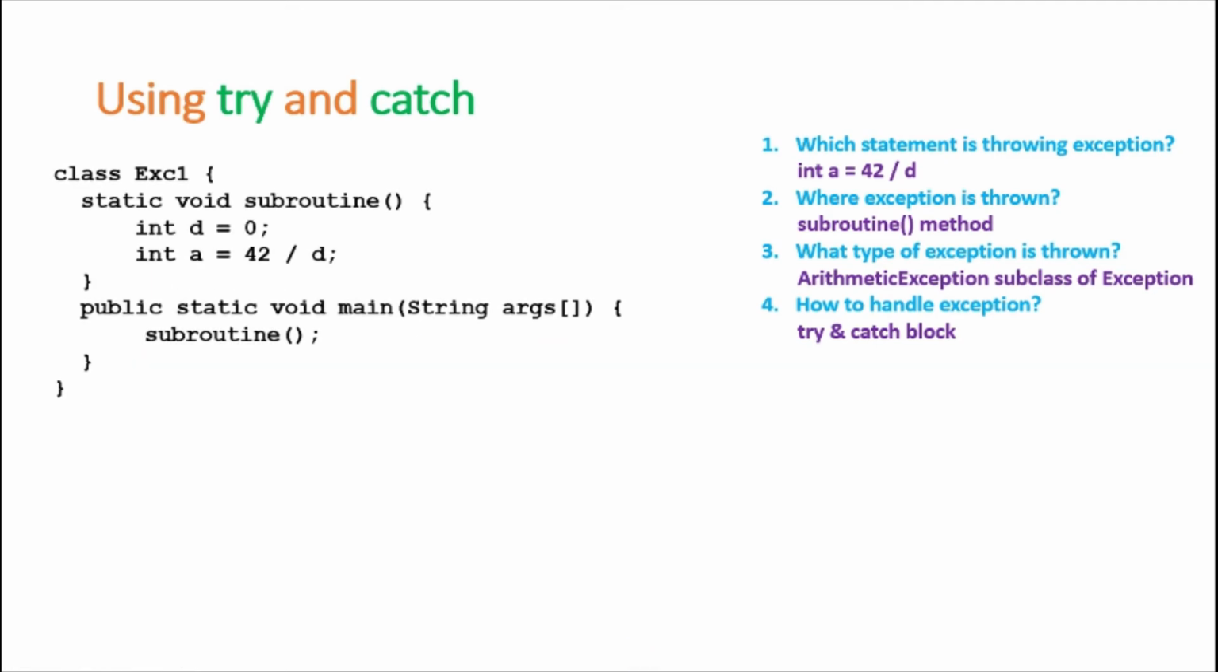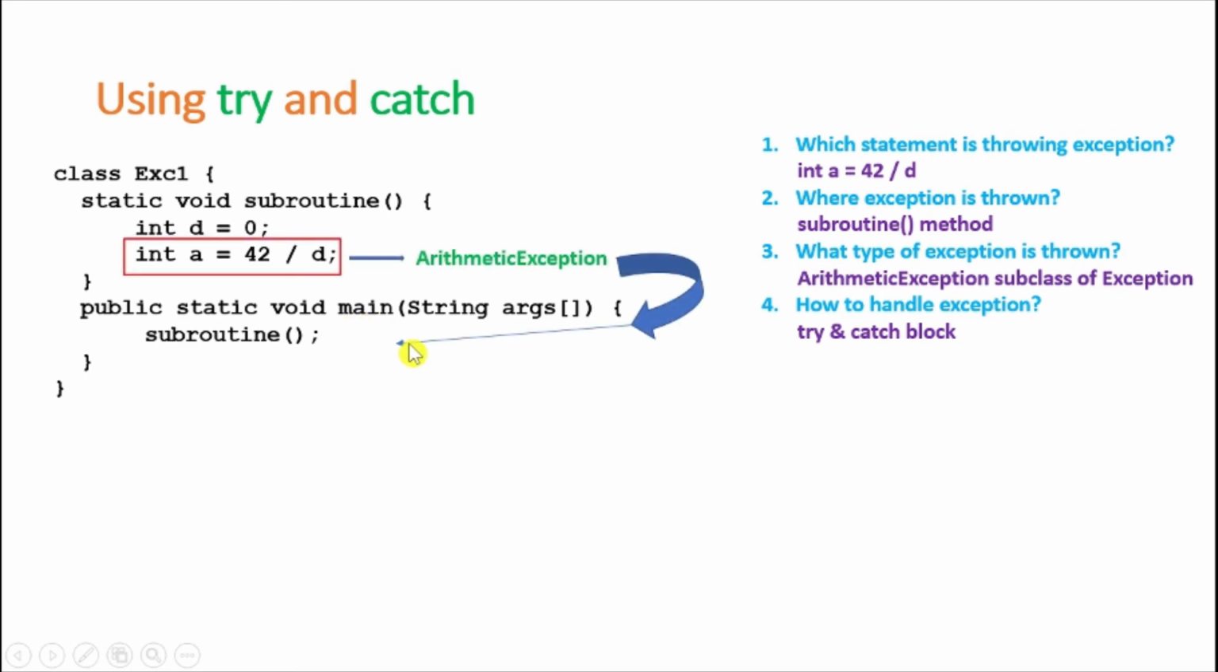Can you think what's going to happen now? Here, subroutine method is not handling arithmetic exception. Therefore, exception is passed to the main method, since main method has called the subroutine method. Now, it is the job of main method to handle exception, that is arithmetic exception. If main method does not handle exception, then default handler catches the exception and program halts its execution.